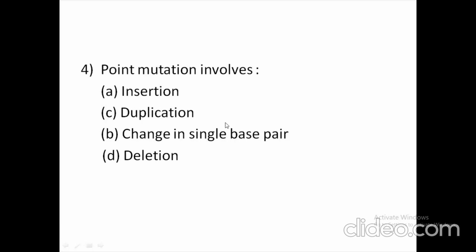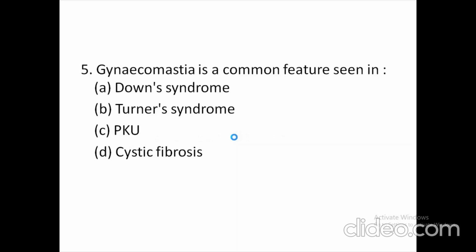Point mutation involves change in a single base pair, as you saw in case of sickle cell anemia. A single base pair change in DNA causes a change in the codon present on mRNA. As a result, an incorrect amino acid is produced in the beta chain of hemoglobin.